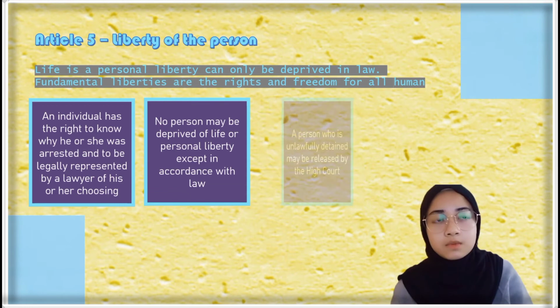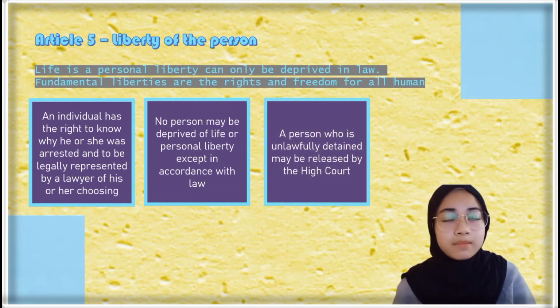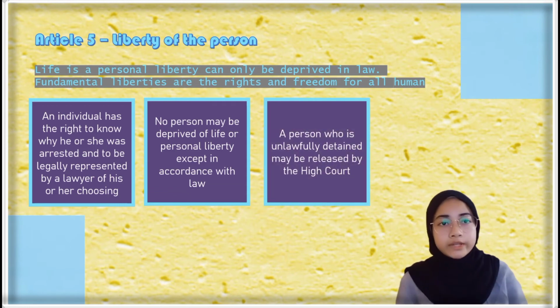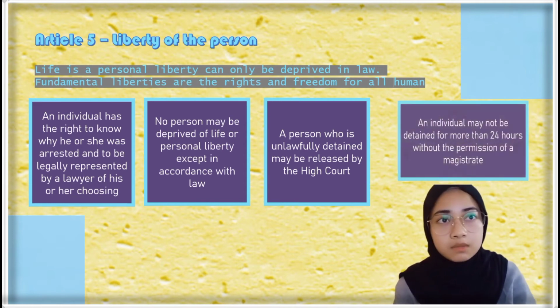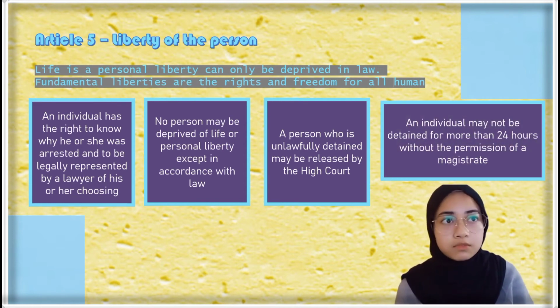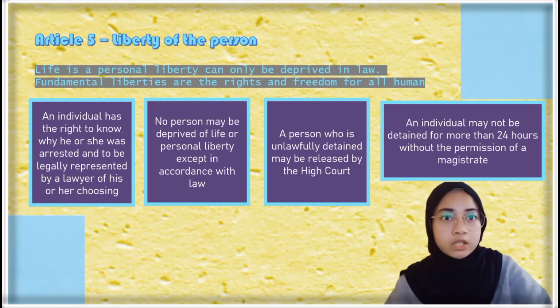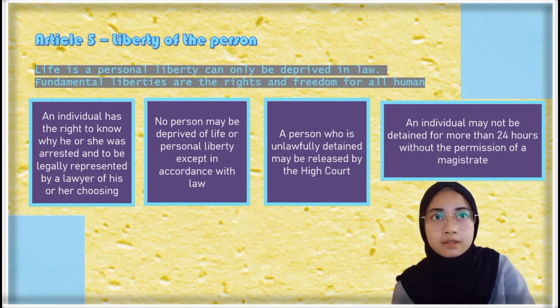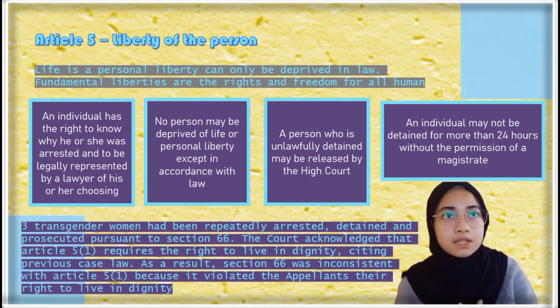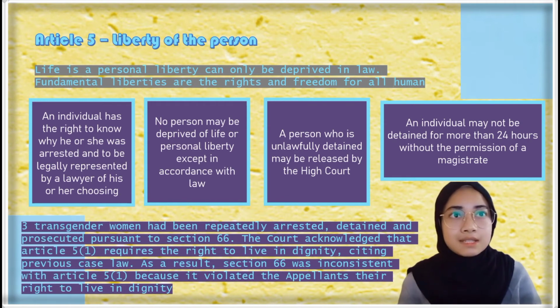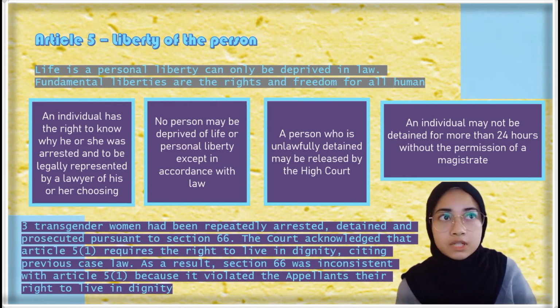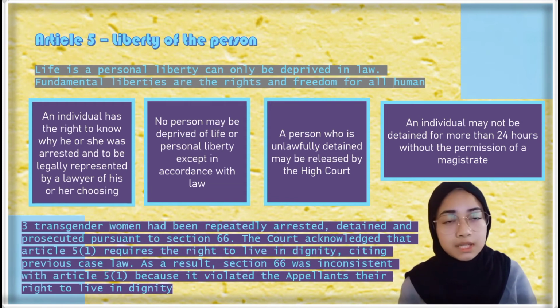Next, a person who is unlawfully detained may be released by the High Court. Last but not least, an individual may not be detained for more than 24 hours without the permission of a magistrate. For example, under this Article 5, three transgender women had been repeatedly arrested, detained, and prosecuted pursuant to Section 66. Section 66 makes it an offence for a Muslim man to wear a woman's attire or pose as a woman in public.